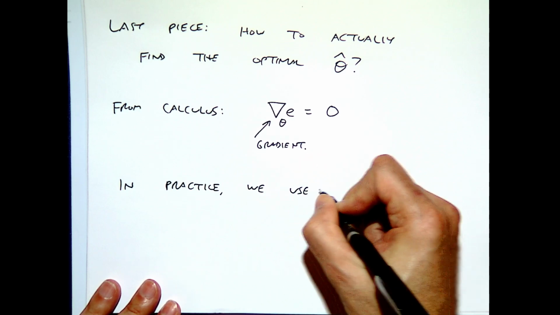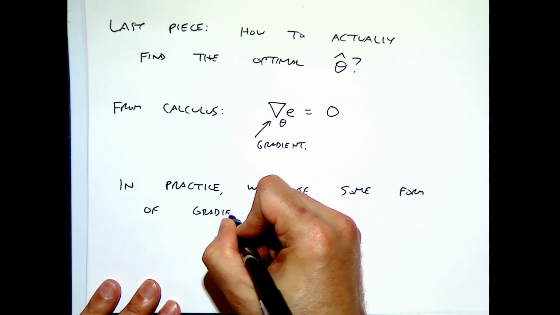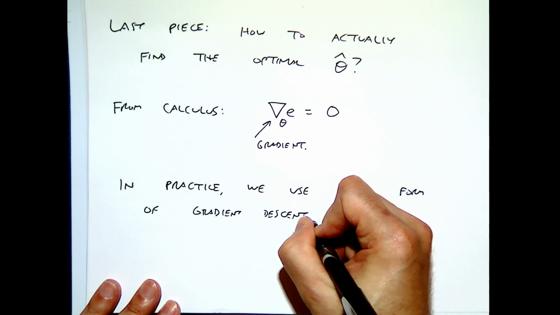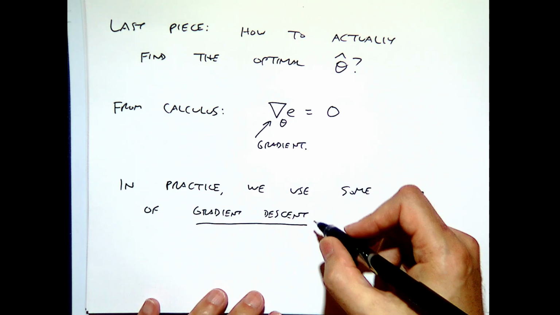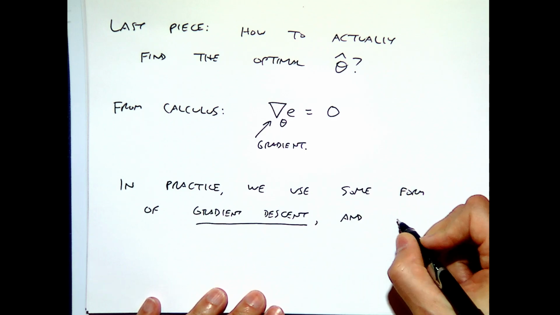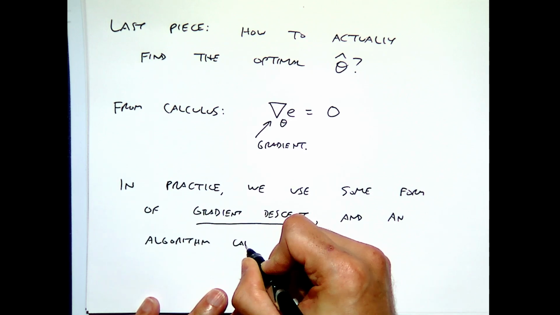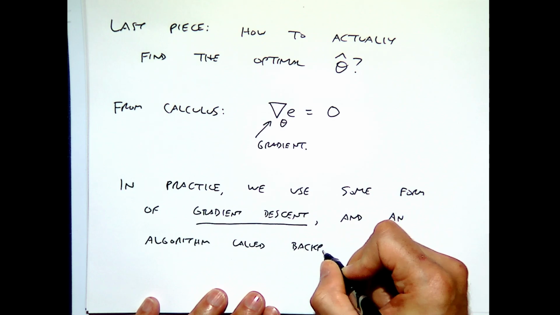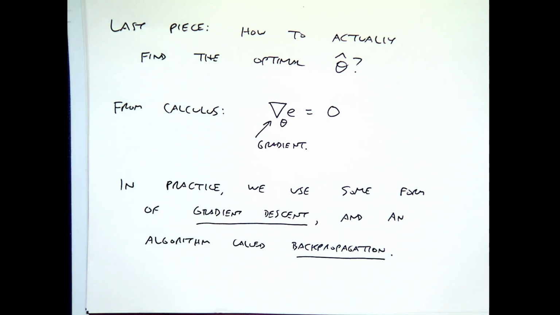So in practice, we use some form of what's called gradient descent, which is generically what you'd use to optimize any nonlinear cost function, neural network or not. In practice for neural networks, we use an algorithm called backpropagation, which is something specific to how neural networks are set up, which is basically a way of doing this gradient descent process quickly and easily, okay?